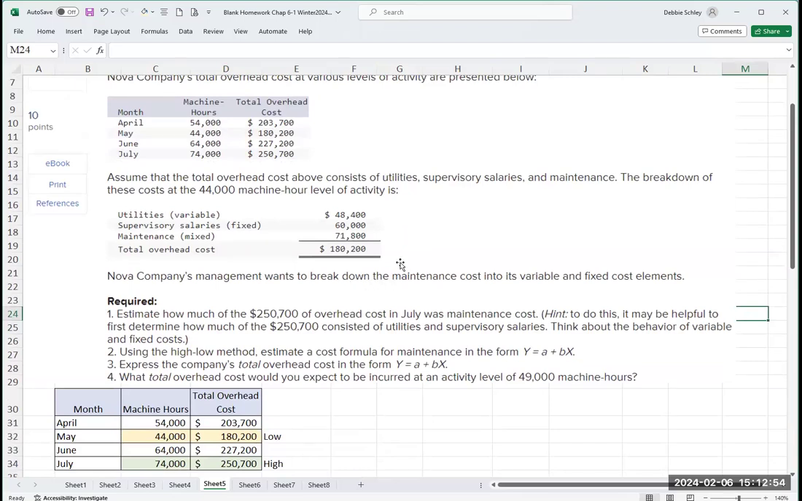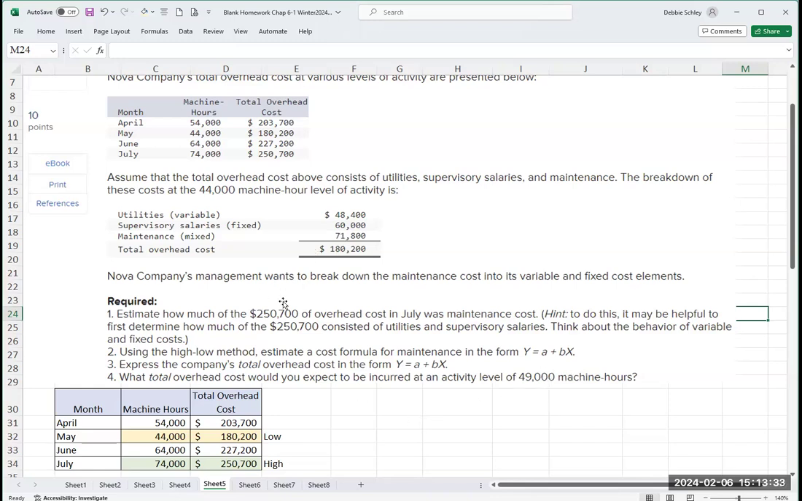Nova Company's management wants to break down the maintenance cost into its variable and fixed cost elements. Estimate how much of the 250,700 overhead cost in July consisted of utilities and supervisory salaries. Think about the behavior of variable and fixed costs. Using the high-low method, estimate a cost formula of maintenance, and then express the company's total overhead in that formula and what total overhead costs would be expected at a machine activity level at 49,000.